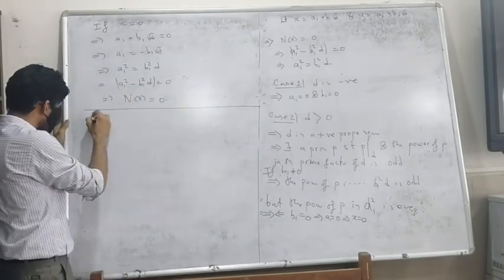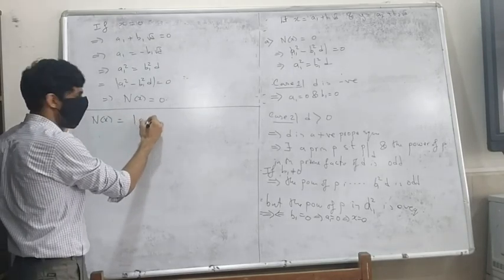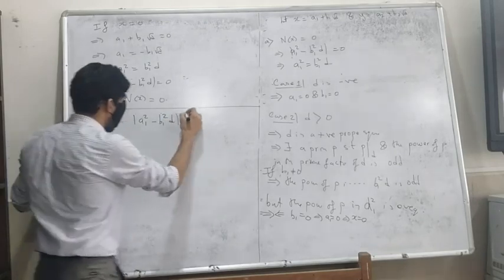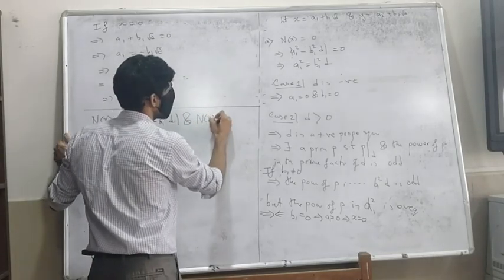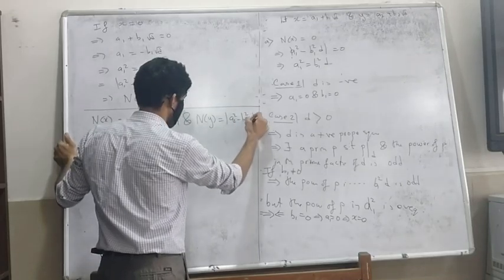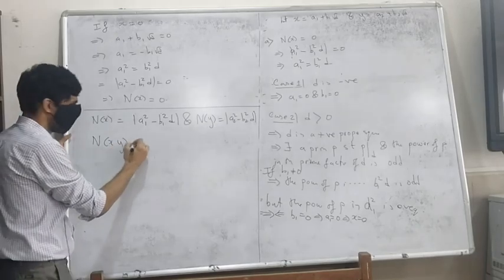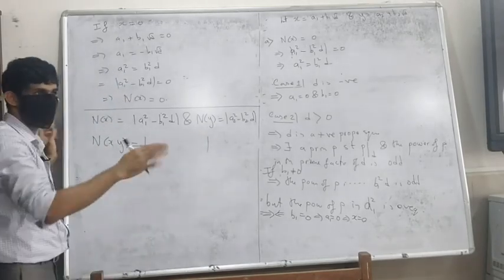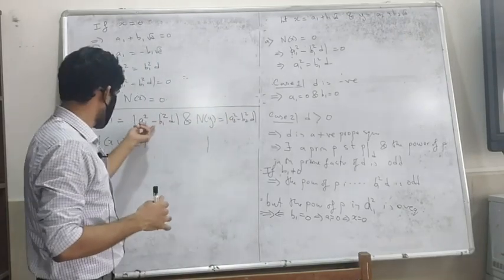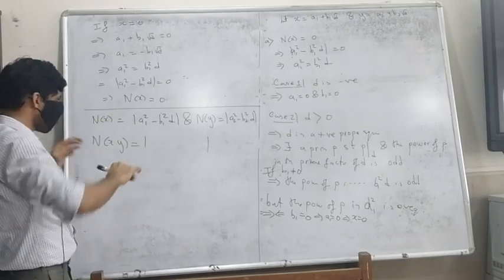You take n(x), what is it? n(x) would be nothing but the modulus of a1 square minus b1 square d, and what would be n(y)? a2 square minus b2 square d. So then you look at xy, n(xy), you take the product, you will get something, check and see, just take the product. Product of this is just going to be this thing, right?